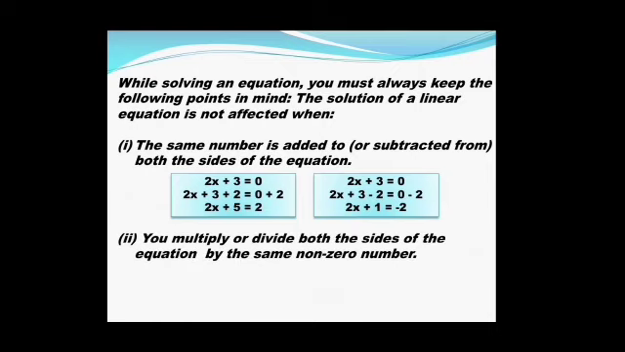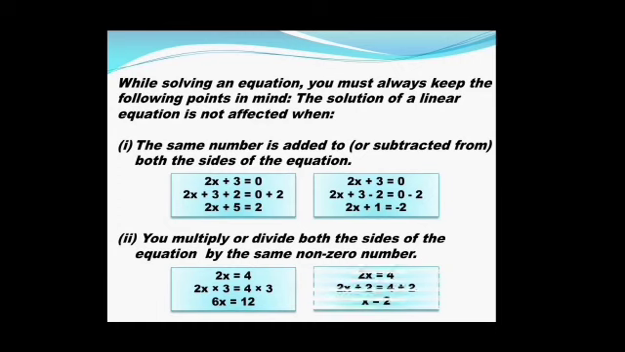And if we multiply or divide both sides of the equation by the same non-zero number, in that case also the equation is not affected. Example, 2x equals 4. When we multiply by 3 on both sides, we will get 6x equals 12. And when we divide both sides by 2, we will get x equals 2.